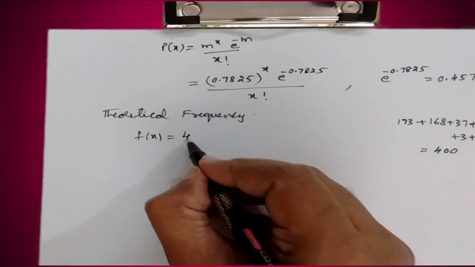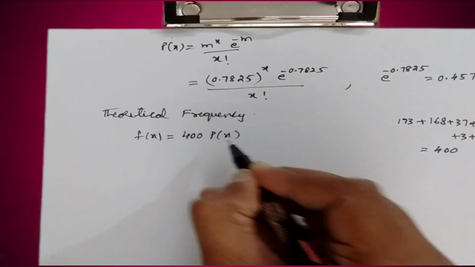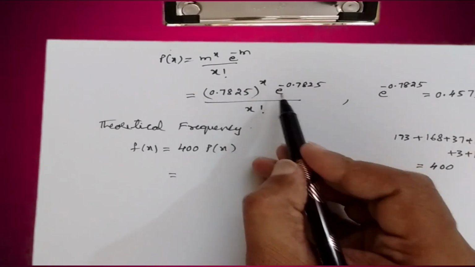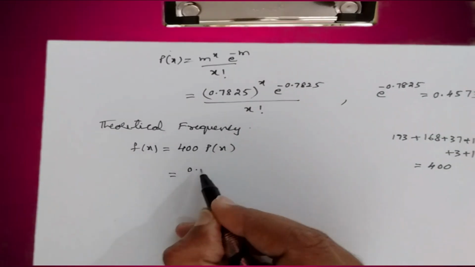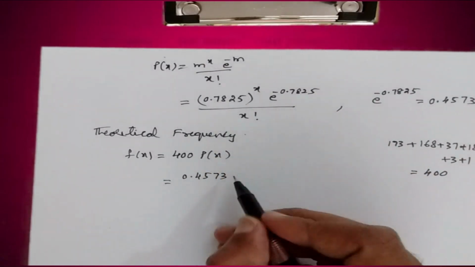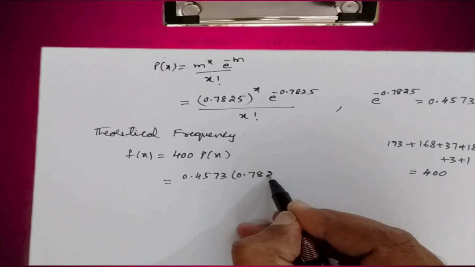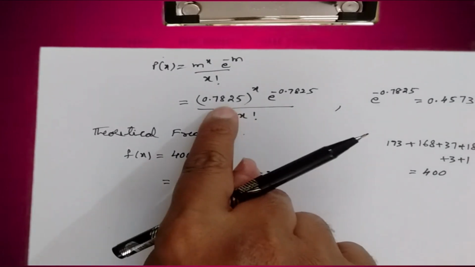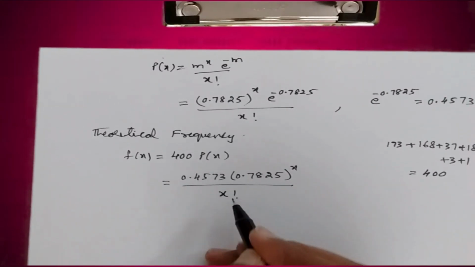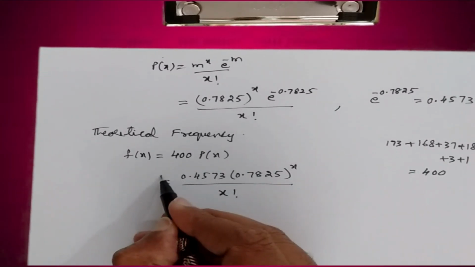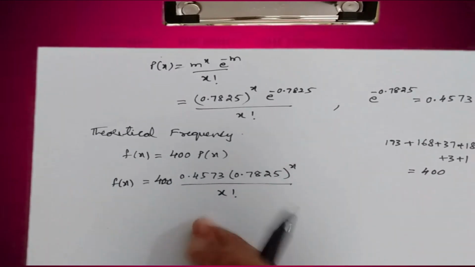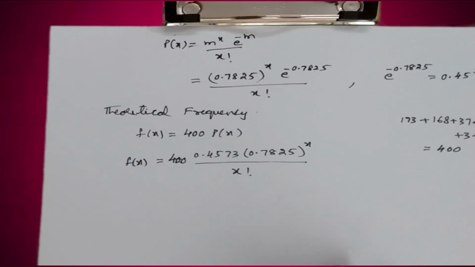So therefore the total will be 400 times p of x value, which will be equal to, I've already calculated this one, e power of minus 0.7825, so let us first write down that value, 0.4573, that is the e power value written. Then you have 0.7825 to the power of x, and the whole divided by x factorial, and this is 400 as it is. So we have got the value of f of x, 400 times this p of x value.